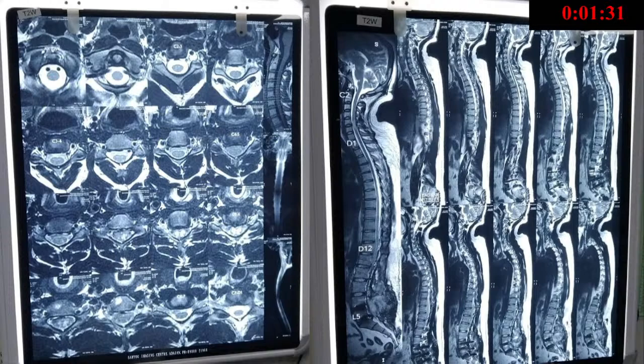Now, can everyone see these 2 MRI images? Are these 2 images clear to everyone? In the back also? Can you clearly see these 2 images?